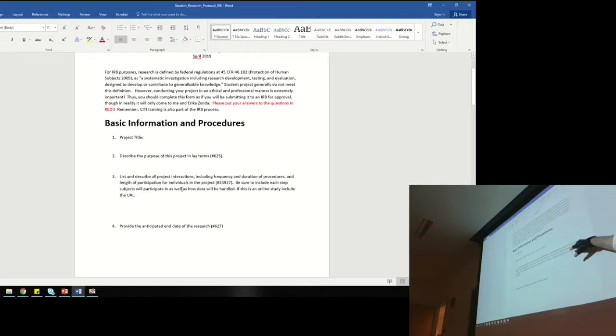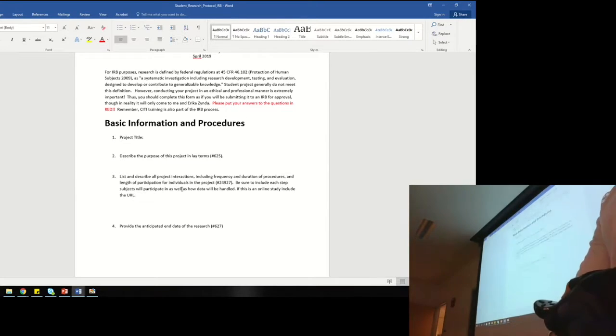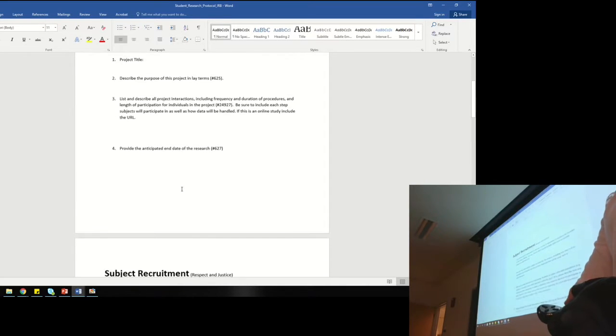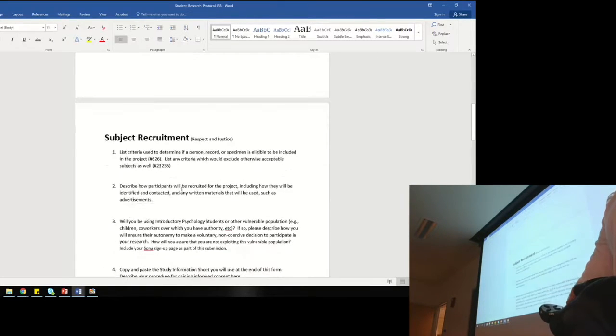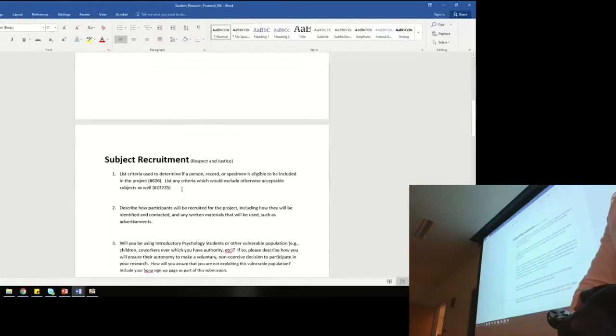But basically, you can see in that question number 3, it is basically saying, give us your method. What are these subjects going to be doing? So we need to start locking down all the little parts of the method so that by the time we need to hand this in, we'll be ready, we'll have it all good to go. Anticipated end of the research, and then subject recruitment.